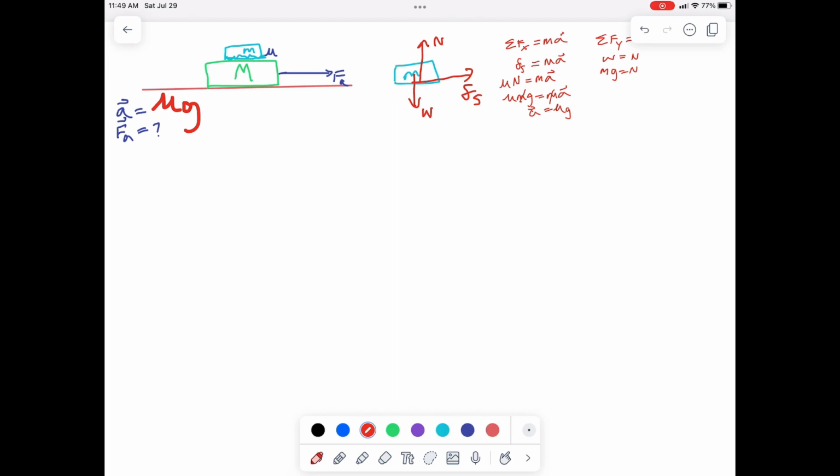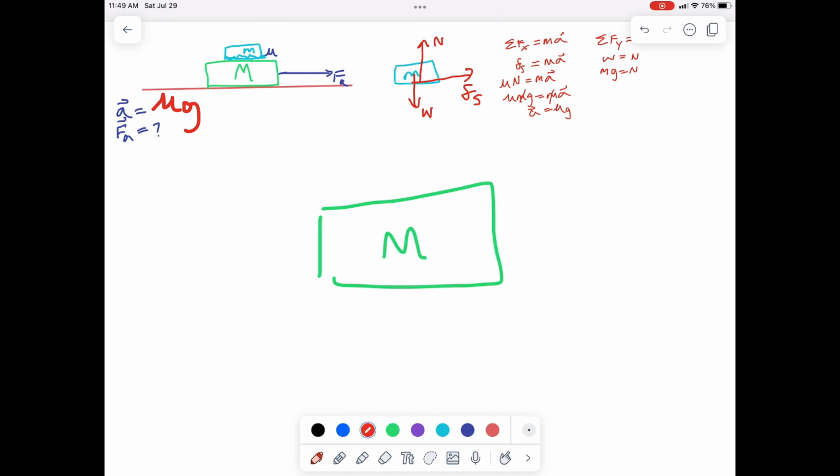And there are two ways that we can do this. There's kind of a harder way and an easier way, but I'm going to show both. So we'll start with the way that's probably a little more difficult to conceptualize. What I'm going to do is isolate now my lower block, or my block of mass capital M. Okay, so I have my lower block. Now let's think about the forces acting on this block.